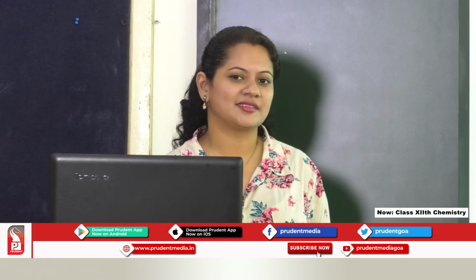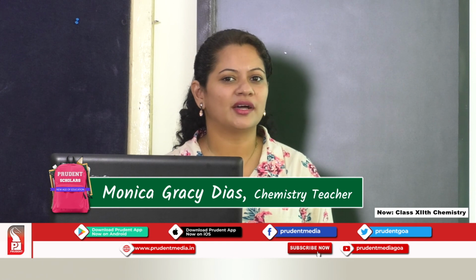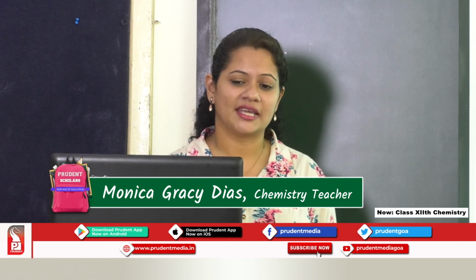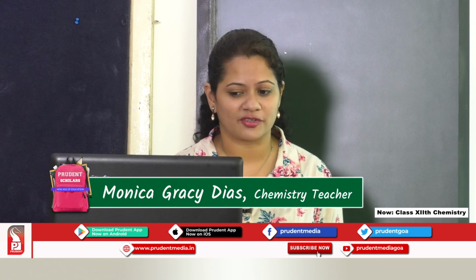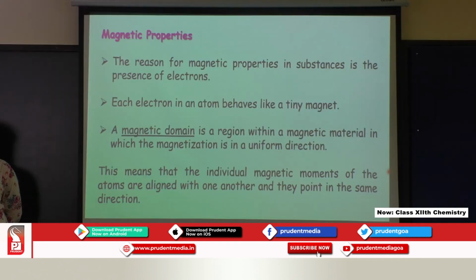We now come to the last subtopic in this chapter, that is magnetic properties of solids. It is important for you to understand that the reason for magnetic properties in substances is the presence of electrons. Each electron in an atom behaves like a tiny magnet. It is also very important for you to understand the meaning of the word domains. A magnetic domain is a region within a magnetic material in which magnetization occurs in a uniform direction. This means that individual magnetic moments of the atoms are aligned with one another and they all point in the same direction.